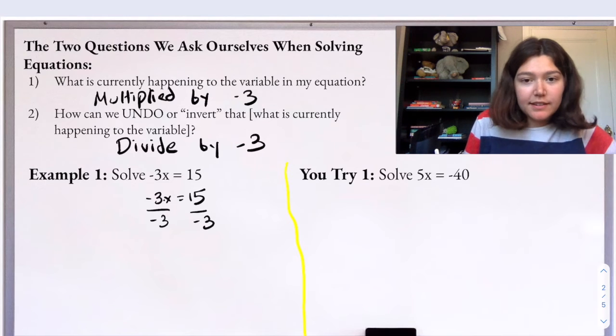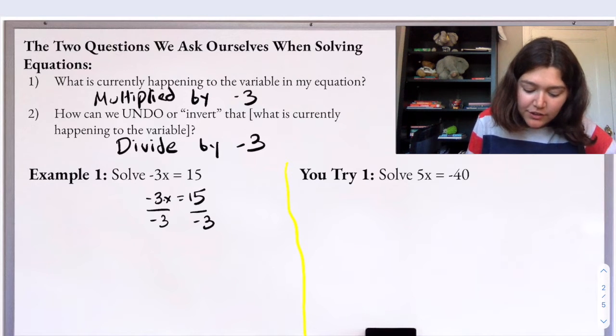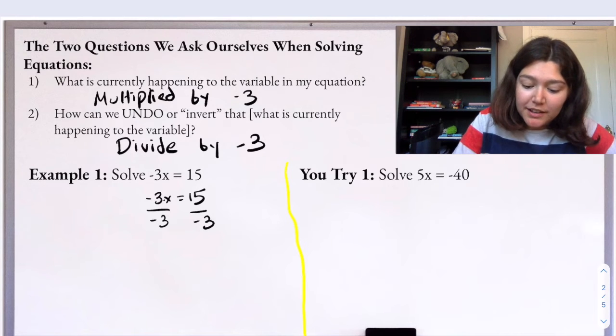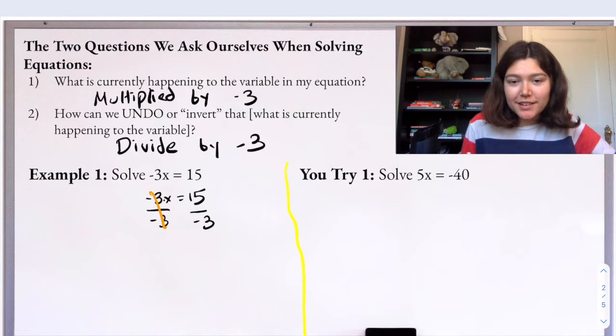On my left-hand side, I have negative 3 divided by negative 3, and then times x. Negative 3 divided by negative 3, I'm just going to cross that out, that cancels away. But why does it cancel away?